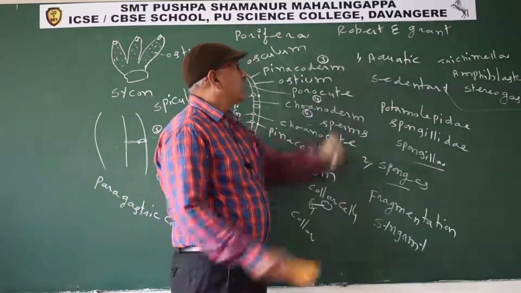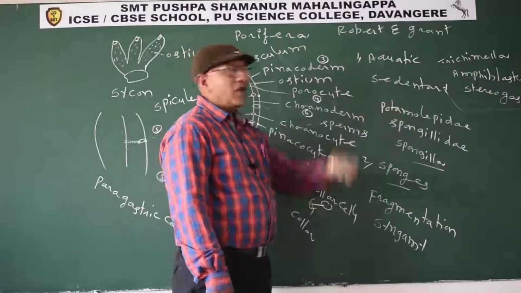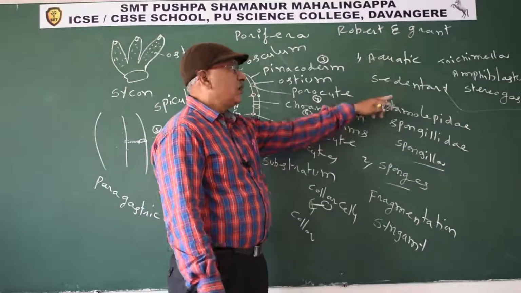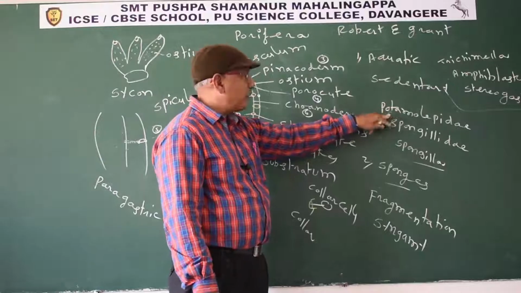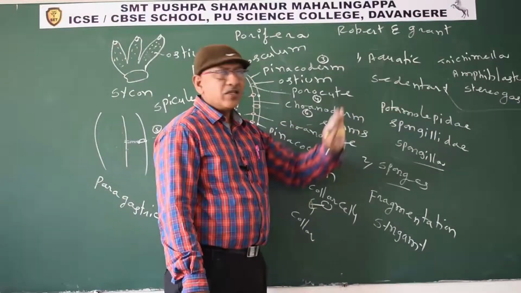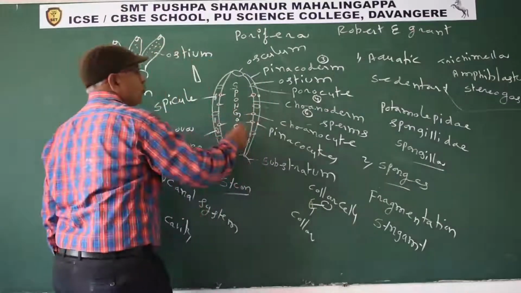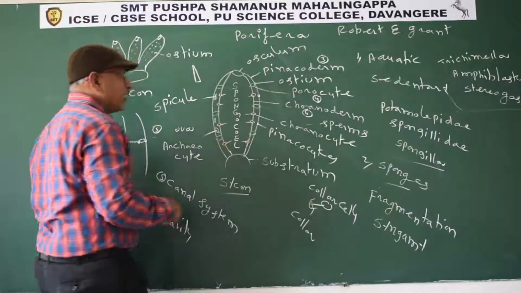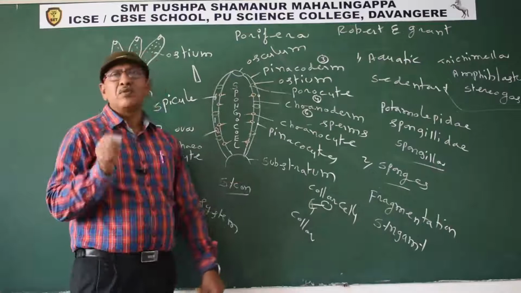Next point. All are aquatic, living in water. All are sedentary, meaning fixed to the substratum like plants. Most of them are marine, except members of families Potamolepidae and Spongillidae. Fourth point. The body wall contains two layers, outer pinacoderm and inner choanoderm. Pinacoderm and choanoderm contain different types of cells.